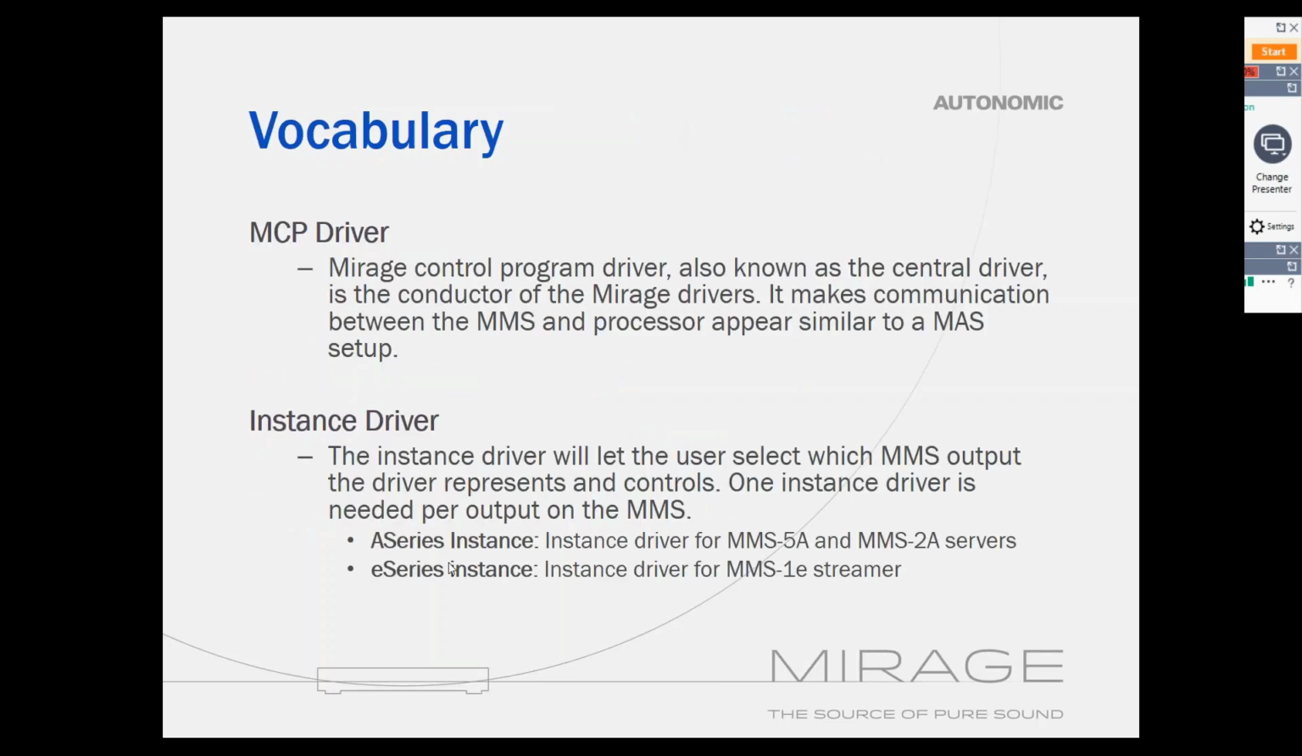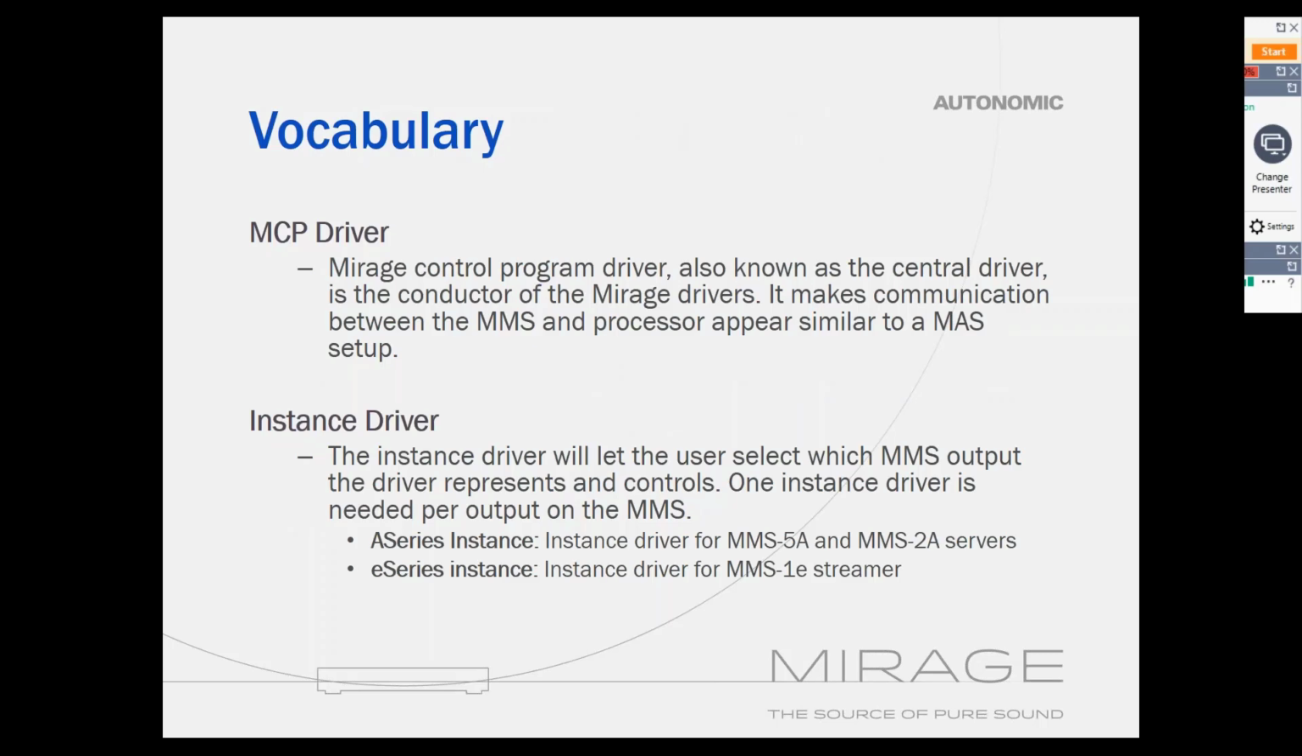To begin, let's cover some basic vocabulary that we will be using in this training session. MCP is the central driver. It pretty much marries all the drivers together. According to the server, the MCP driver is an Autonomic amplifier. This lets us communicate with other Control4 compatible amplifiers.